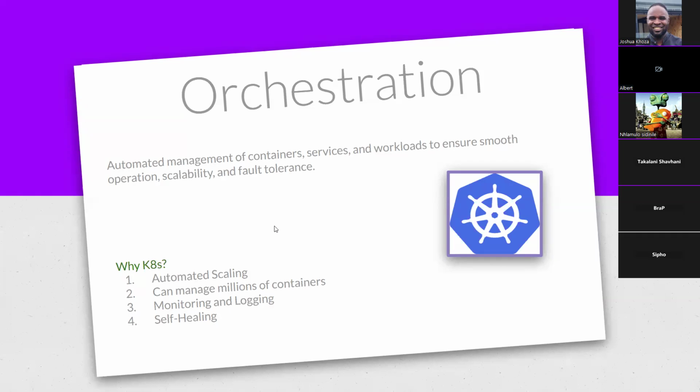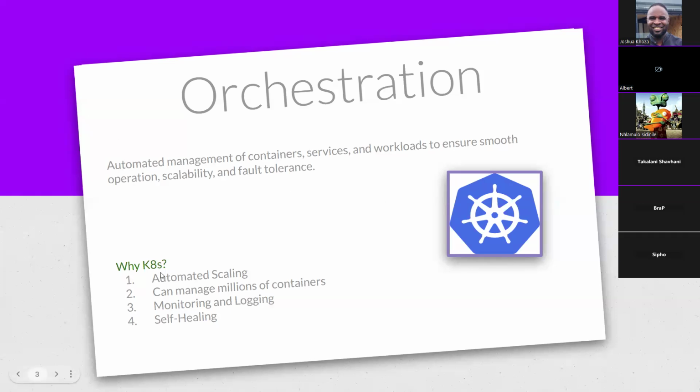Cool. So orchestration is the management of making sure our container services and workloads are smooth in terms of operation, scalability and fault tolerance. This is the concept where our containers relate to Kubernetes, right? Kubernetes is our popular orchestration platform or system. That's why here on the right side, you see the Kubernetes image.